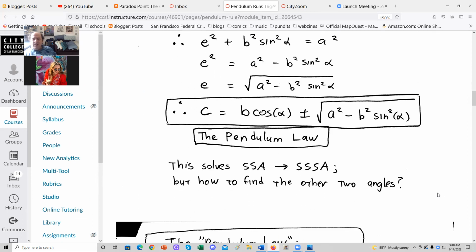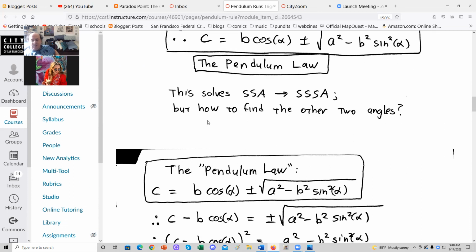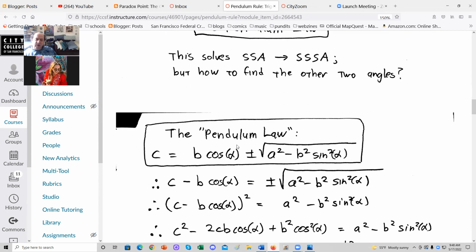Now, okay, given two sides, A and B, and the angle alpha, side angle side, this will give you C, the third side. And then from all three sides, use the arc sine law or the cosine law to find the other two angles. All right, so here's what we'll do. From this pendulum law, we'll derive the law of cosines.